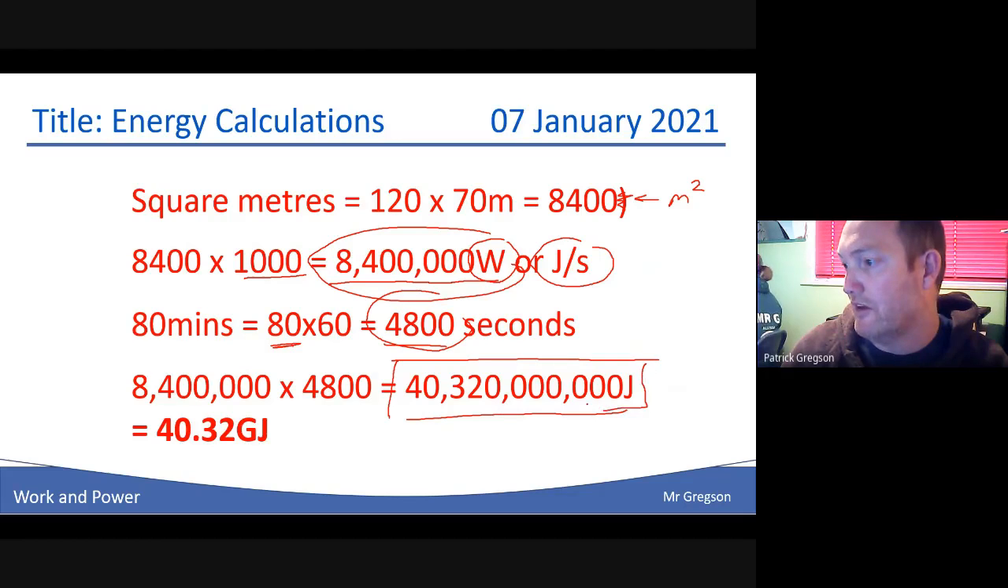And this is basic GCSE level. We'd expect you to put some sort of answer together for this. Maybe not get all the parts, but some of them. And you'd be looking at 40,320,000,000 joules over the length of a rugby match.